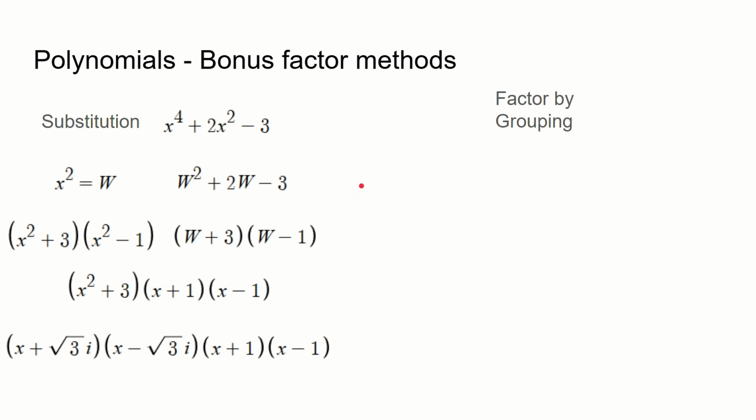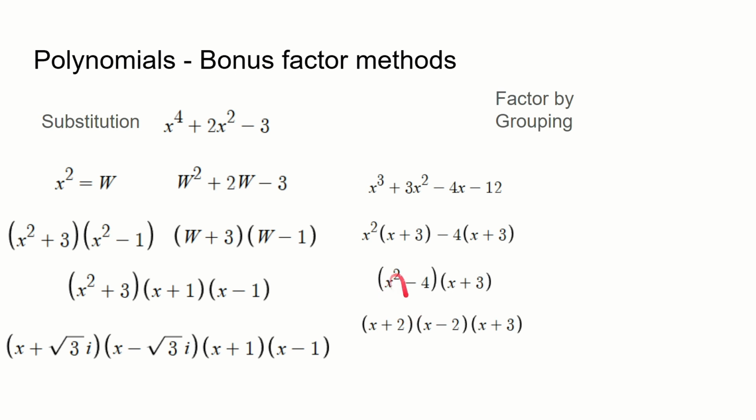There's another method called factoring by grouping. So if we're given this situation and we notice that the coefficients kind of match each other, where this is times 3 and this is times 3, then we can factor out an x squared out of here, leaving us with x plus 3, and factor out a negative 4 out of these two terms, leaving us with x plus 3. We notice that now both terms have a common factor of x plus 3. We can factor it out, and we're left with x squared minus 4 times x plus 3, and we can factor it further by factoring this x squared minus 4 with difference of squares.